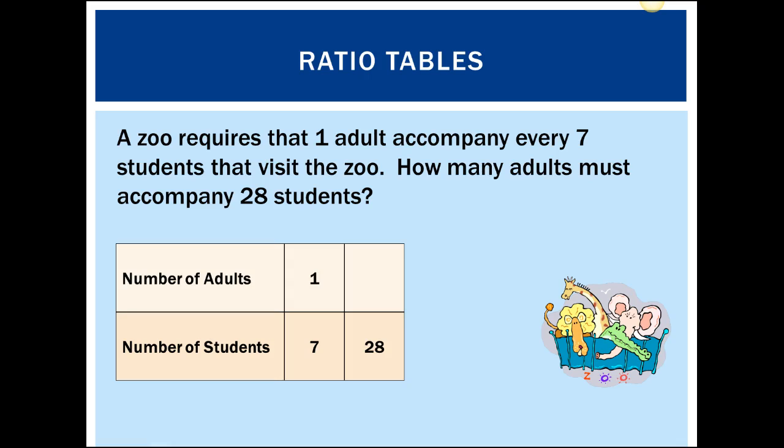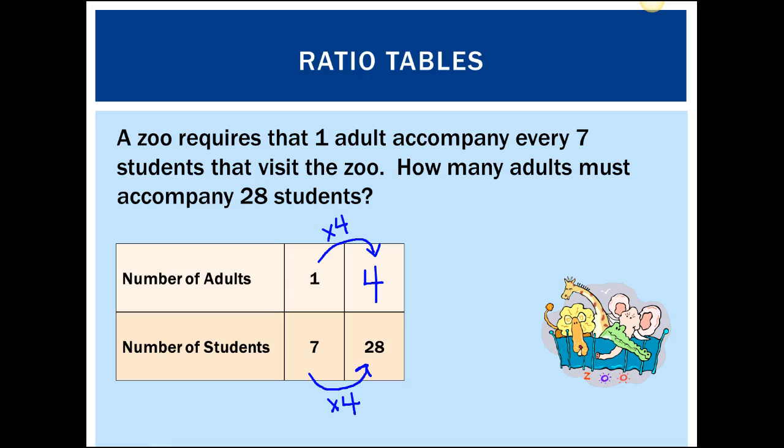In this ratio table, we don't have those middle rows, and so we need to go directly from 7 to 28. You have to ask yourself, how do I get there? What can I multiply by, or what can I divide by? In this case, 7 times 4 is 28. That means I will also need to multiply the numerator times 4, and I can find that I need 4 adults for every 28 students.